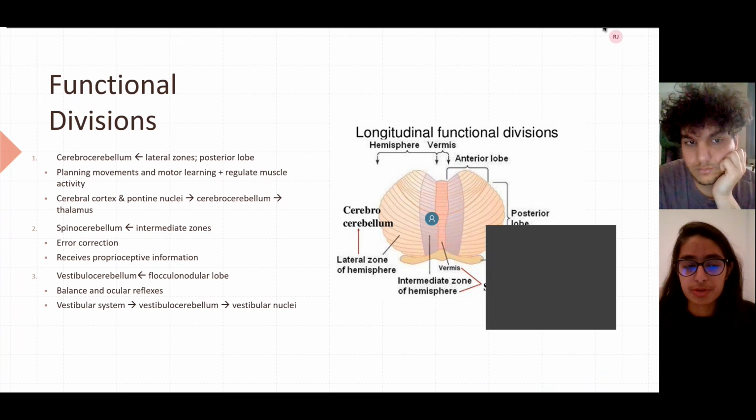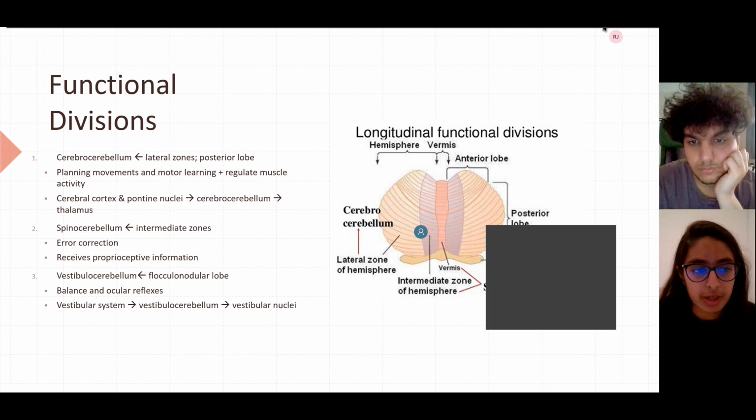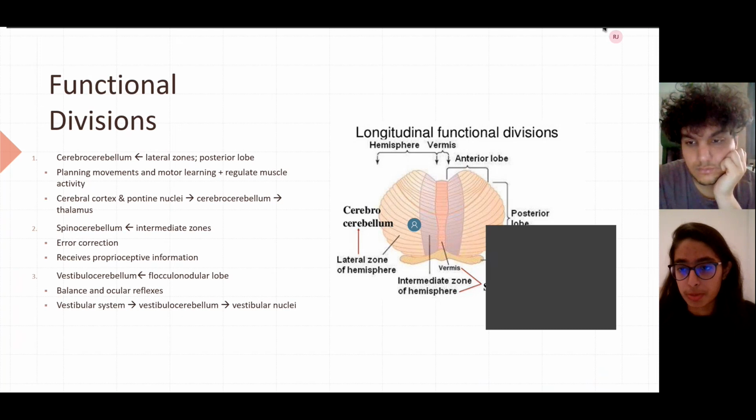We can also divide it into its functional divisions. So we have the cerebrocerebellum, which consists of the lateral zones of the posterior lobe mainly. Like I mentioned before, it's important for regulating your muscle activity and planning your movements as well as motor learning. As the name suggests, it receives inputs from your cortex as well as your pontine nuclei, and it sends inputs to your thalamus, which is important for planning of movements.